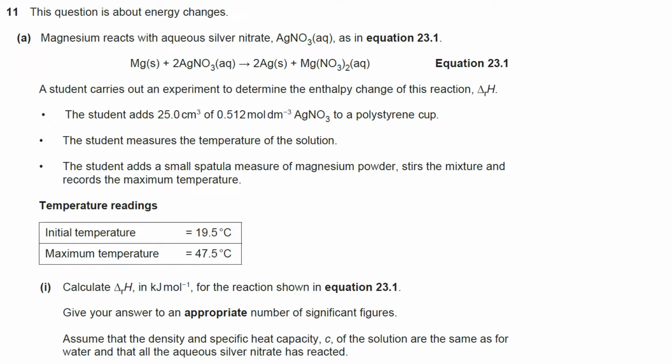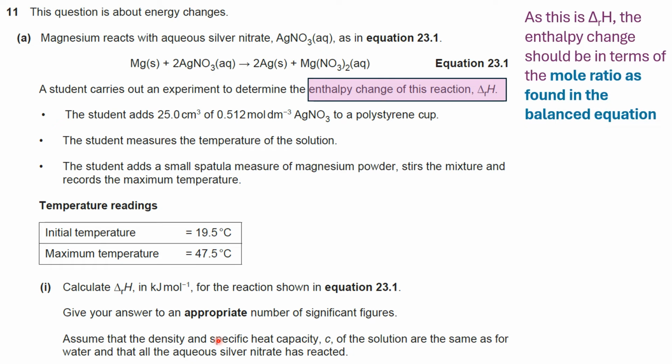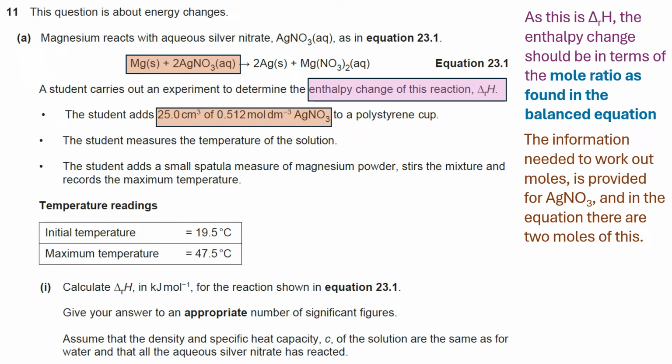So it tells you it's a question about energy changes, and they want you to work out the enthalpy change of this reaction, or delta RH, because you can see at the bottom that you need to calculate delta RH. So delta RH is the enthalpy change in terms of the mole ratio as found in the balanced equation. And secondly, you're given the equation there, and you can see that the substance for which you can work out the moles is HNO3. In the equation there's 2 moles of this, so it's worth bearing this in mind a bit later on.